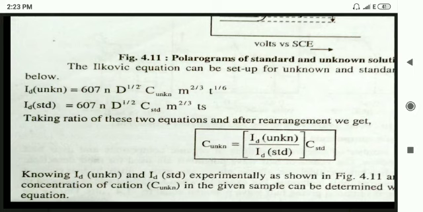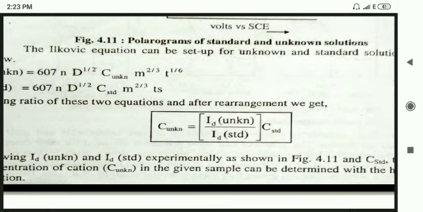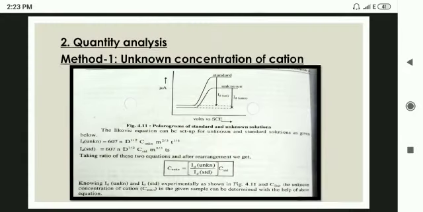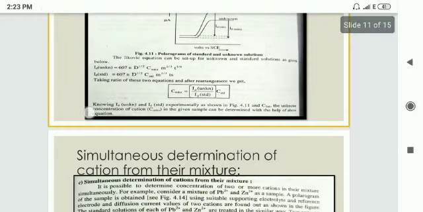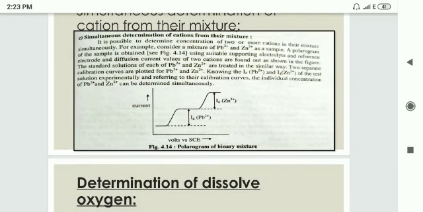Now rearranging, taking the standard concentration from this side to this side, so this equation becomes this one. C unknown is equal to ID of unknown upon ID of standard into C standard. Simultaneous determination of the cation from their mixture. Simultaneously you can determine which cations are present in the solution.